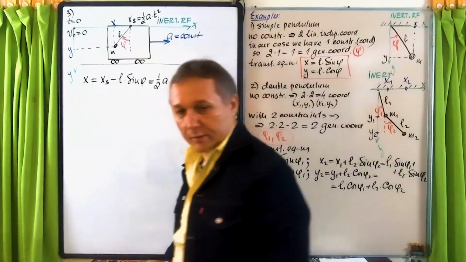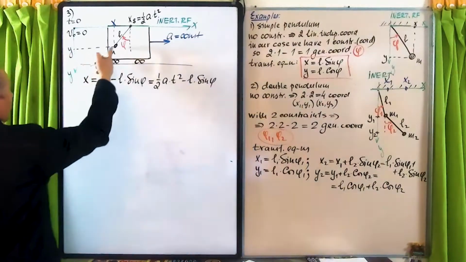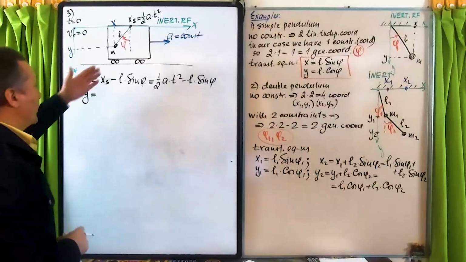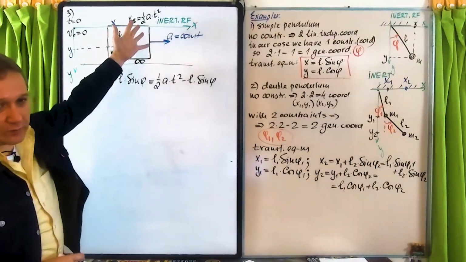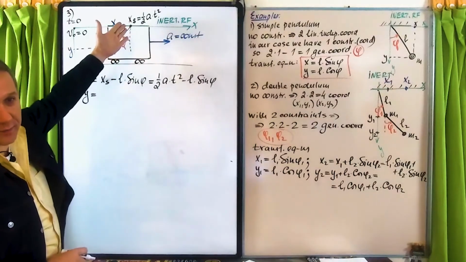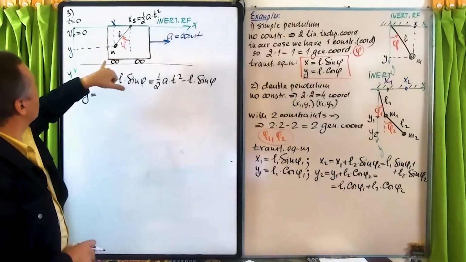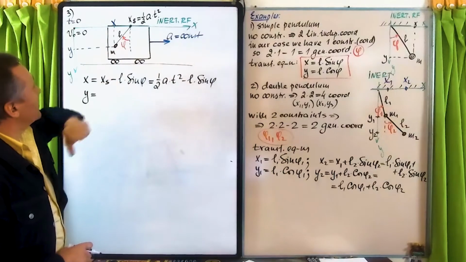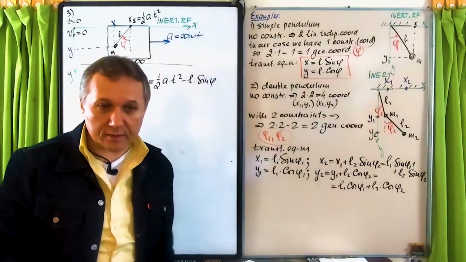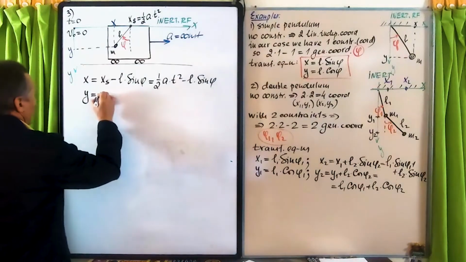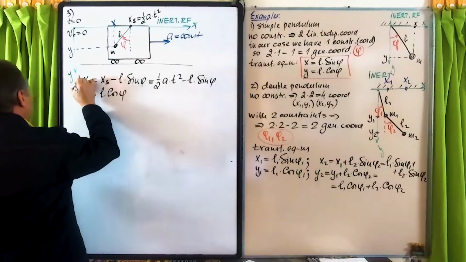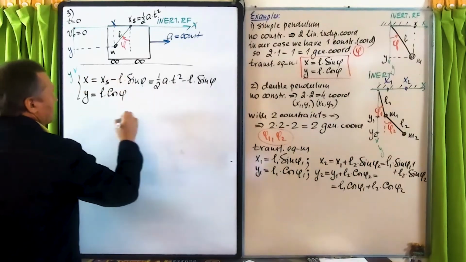And now the second one, the y coordinate of that bob. Y equals, in this case, the coordinate of the point of suspension is not going to be involved because y sub s is 0. So it will be just L times cosine phi. And since I picked the y-axis downward, that is positive. So y equals L cosine phi. So these are the transformation equations.